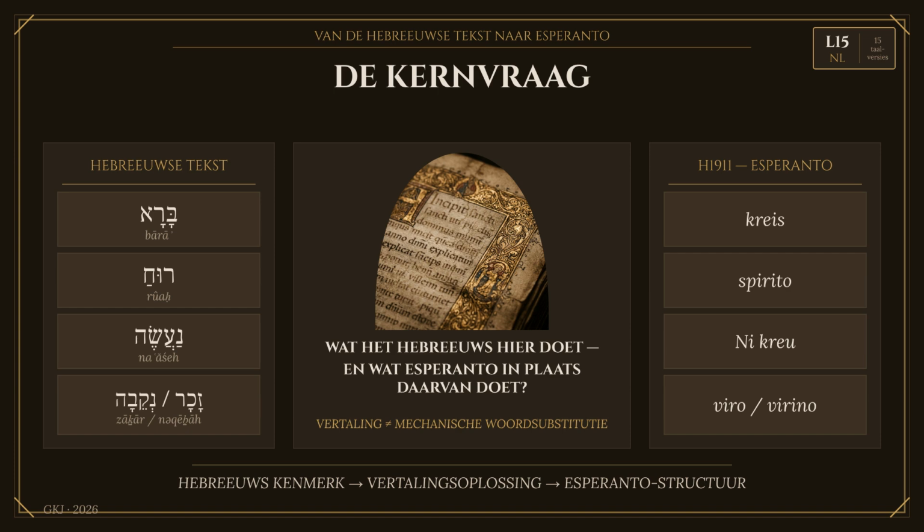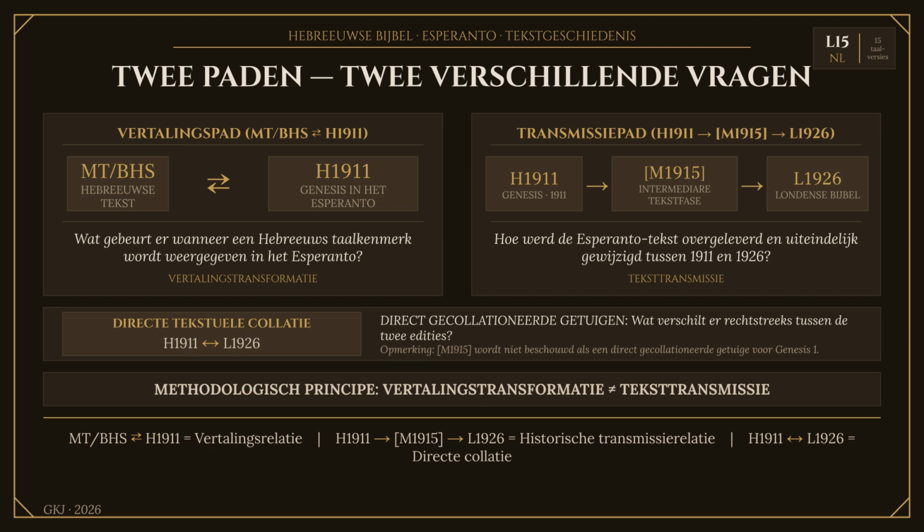True translation goes far beyond simple word-for-word substitution, requiring an understanding of the relationship between language features and structure. We distinguish between two paths: the translation path between Hebrew and Esperanto, and the transmission path of the text itself between 1911 and 1926. These are separate methodologies, and it is vital not to conflate them.